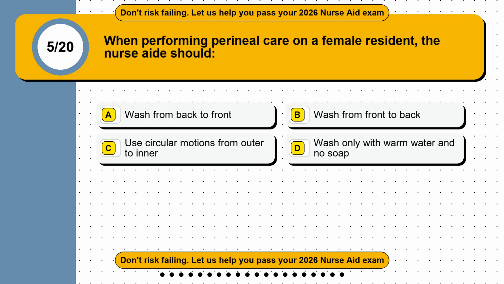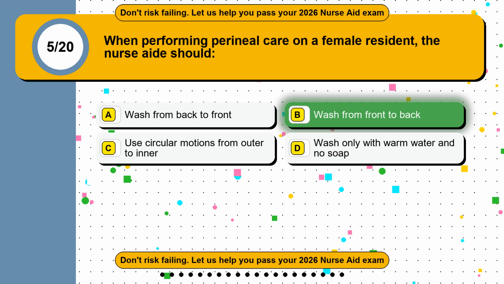Question 5. When performing perineal care on a female resident, the nurse aide should: Option A, wash from back to front. Option B, wash from front to back. Option C, use circular motions from outer to inner. Option D, wash only with warm water and no soap. The correct answer is option B, wash from front to back.